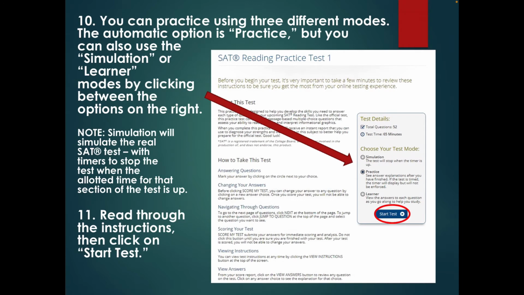You can practice using 3 different modalities. The automatic default option is practice, but you can also select simulation or learner by clicking between the options on the right. Please note that the simulation mode will simulate the real SAT test with a timer that ends your test when the allotted time for that section is up, as in a real situation taking the SAT. Read through the instructions and then click Start Test.